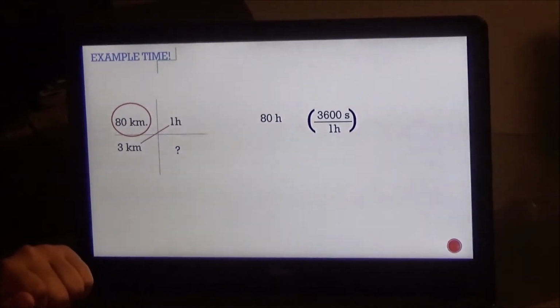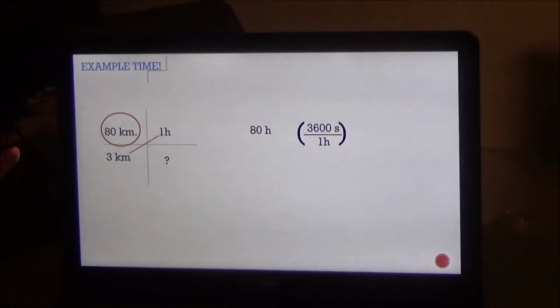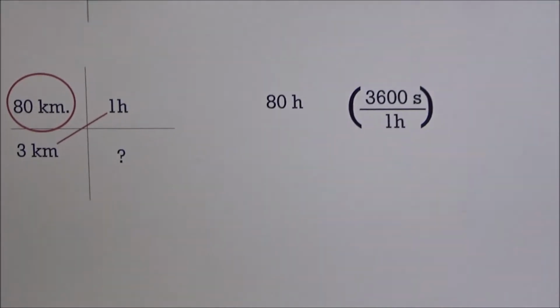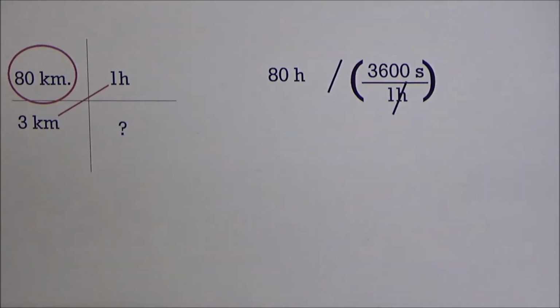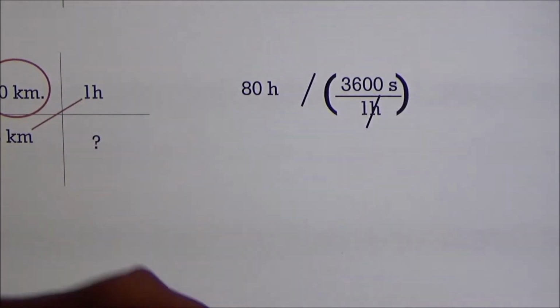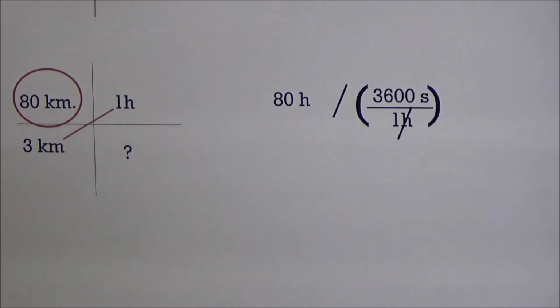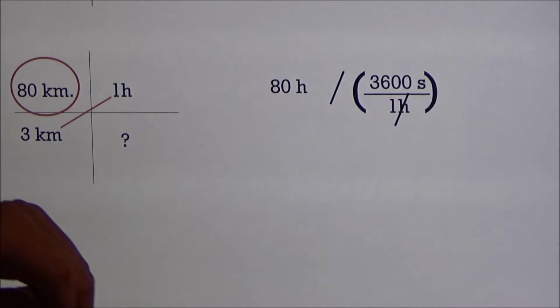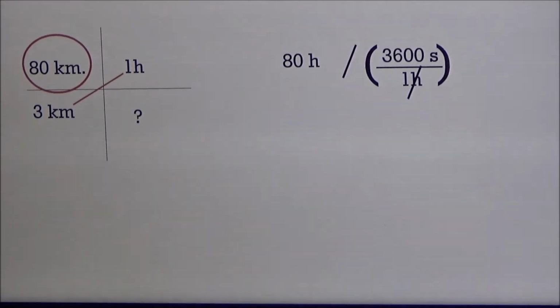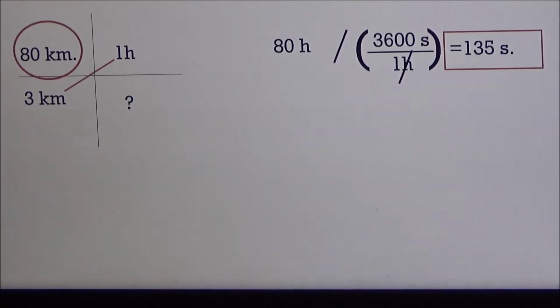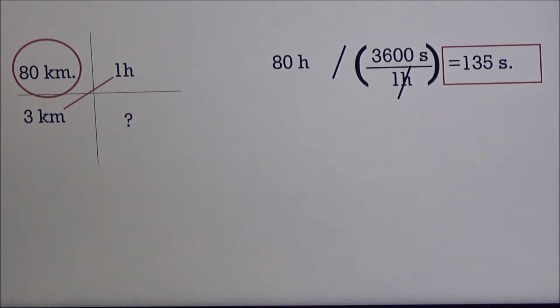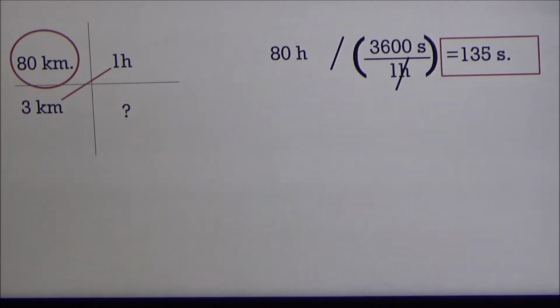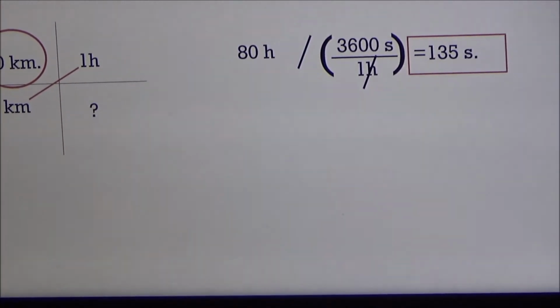So here's the formula that we need to use. We have to eliminate hours, and multiply 80 by 3600 and 600. And the result is 135 seconds. That will be our time.